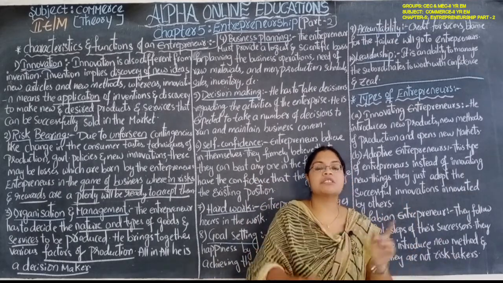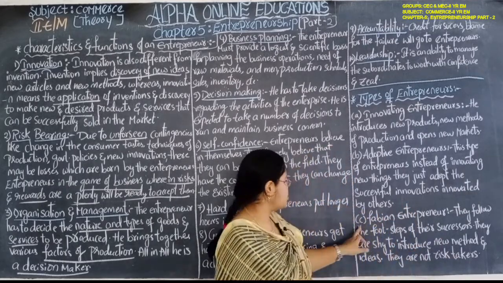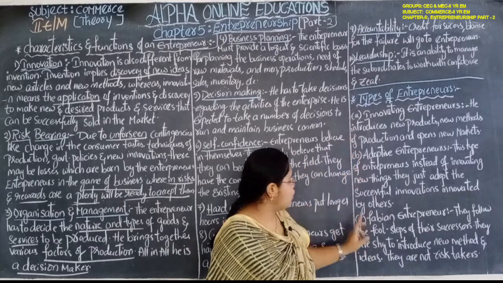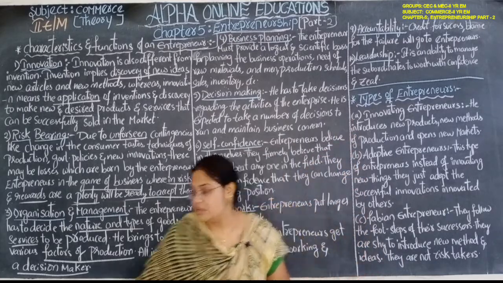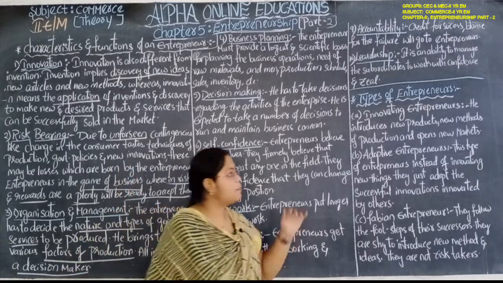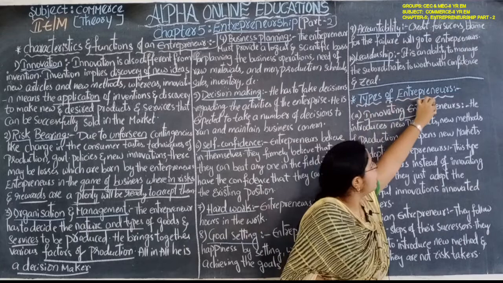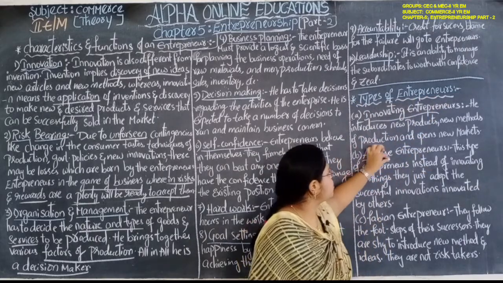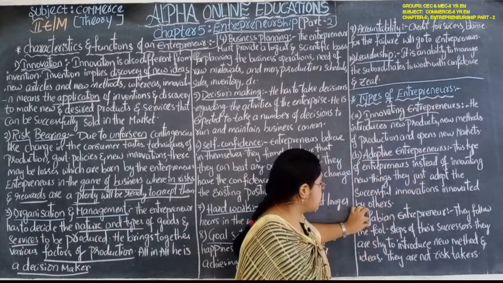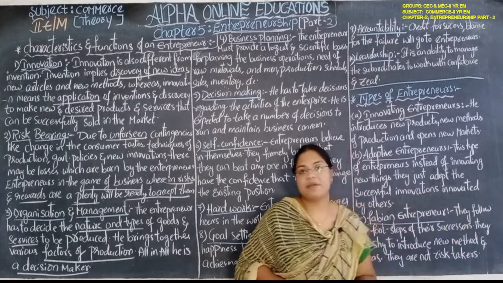Let us focus on the types of entrepreneur. I have written only three here. The remaining types of entrepreneurs we will discuss in the next session. Innovative entrepreneur, adaptive entrepreneur, and the next one is Fabian entrepreneur.